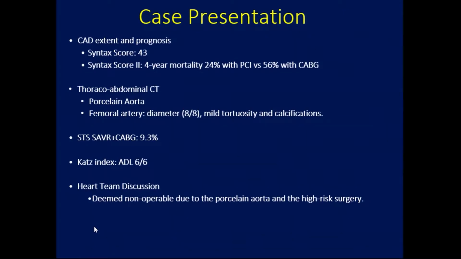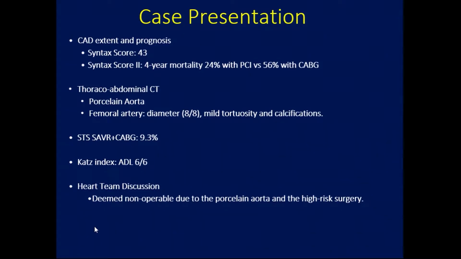So when we calculated his coronary artery disease burden, his SYNTAX score was 43. His SYNTAX score 2 revealed a 4-year mortality of 24% with PCI and 56% with CABG. We completed the workup with thoracoabdominal CT that confirmed the porcelain aorta. His femoral arteries were quite good, with diameter of 8 millimeter on each side, with no significant tortuosity and calcification. So at that time, we calculated the STS score for SAVR plus CABG at 9.3%. His CATS index for frailty was 6 out of 6, so pretty good for an 85-year-old man.